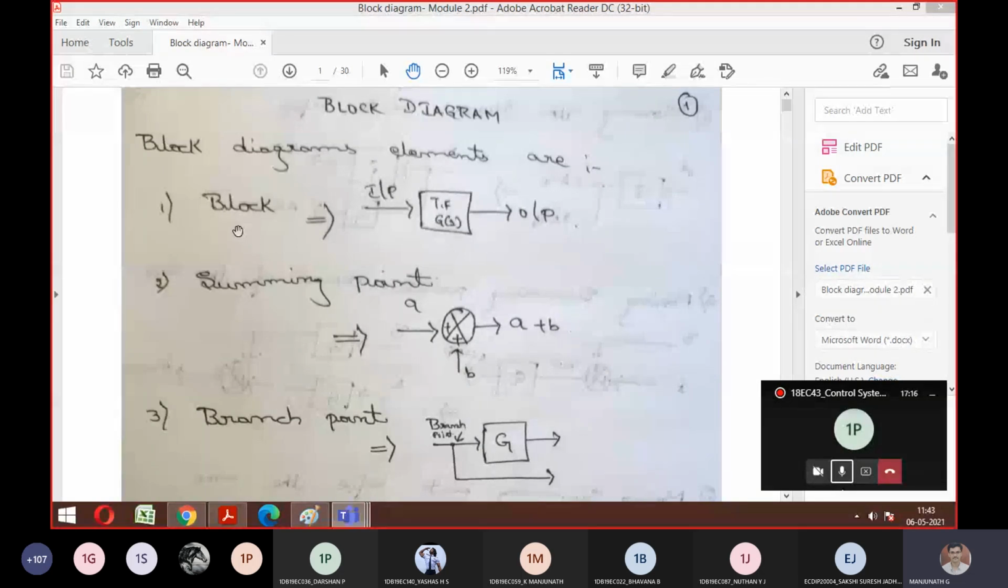You can look at the diagram here. A is one signal, B is one signal. Both have plus, plus, so you can call it A plus B. If I mention minus here, it becomes A minus B. Okay.